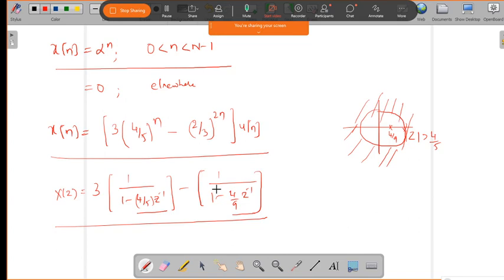Okay. Try to do one more. x of n is equal to minus half power n into u of minus n plus 2 into 1 by 4 power n into u of n. So now try to do this one.